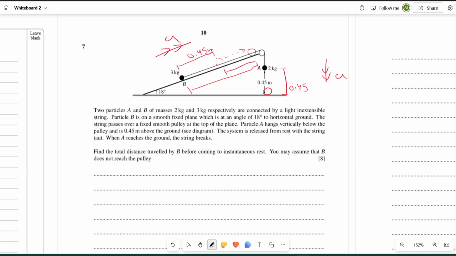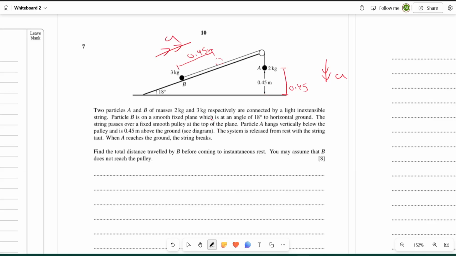I need to know the distance from where B started moving without a tension force until it reached a stop. So to do this, I need to find the acceleration of B over here, and I need to find what speed B is moving. B is going to keep on gaining speed until it reaches here. So that speed is going to be my initial speed for the next part. So let's do that. To do all of that, we need to first find the initial acceleration, which was before A reaches the ground.